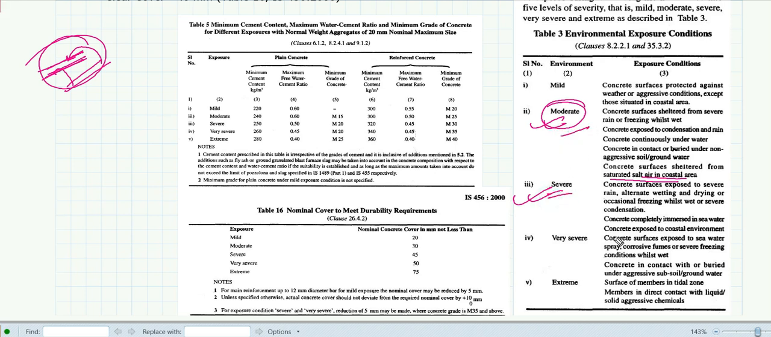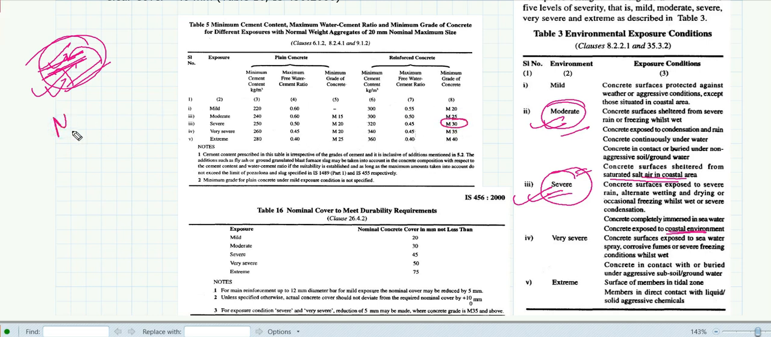But for severe, you can say concrete exposed to coastal environment. The beam is outside, so it will be directly exposed to the coastal environment. So we are assuming that the environment condition is severe. If severe, then the minimum grade of concrete you should use is M30.